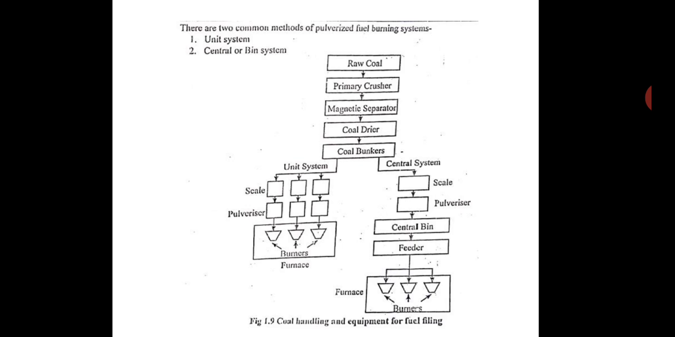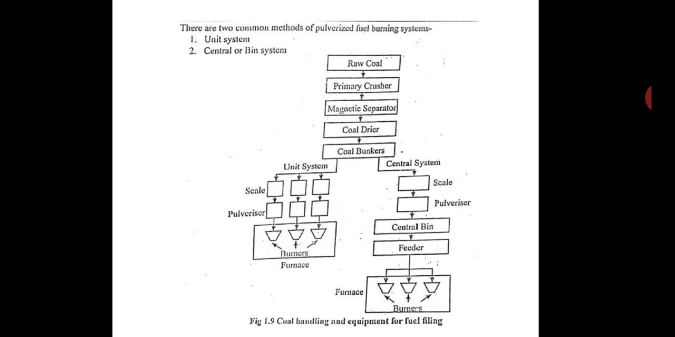So you can see the raw coal comes in, and then there is a primary crusher. This coal is in the form of big lumps, so it is crushed into small parts, say 1 inch, 2 inch, in the primary crusher. Then there is a magnetic separator to separate any magnetic materials. Then the coal is dried and taken to the bunkers. Bunkers means big storage, like oil storage tanks.